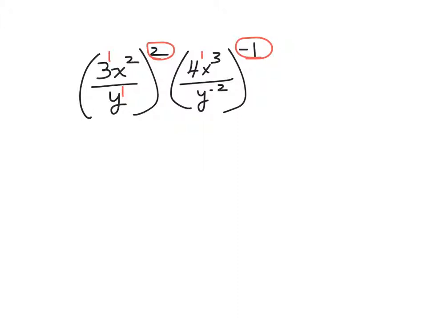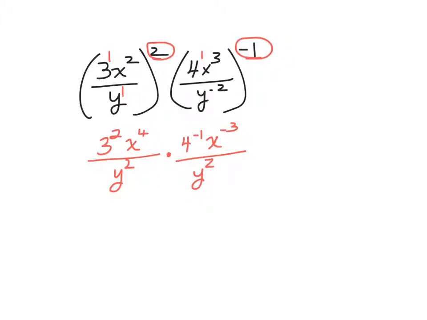So here we go. 1 times 2 is going to give me 3 to the second. 2 times 2 is going to give me x to the fourth. 1 times 2 is going to give me y to the second. Times. Let's go over here. 1 times negative 1 is going to give me 4 to the negative 1. 3 times negative 1 is going to give me x to the negative 3. And on the bottom, negative 2 times negative 1 is going to give me y to the second.